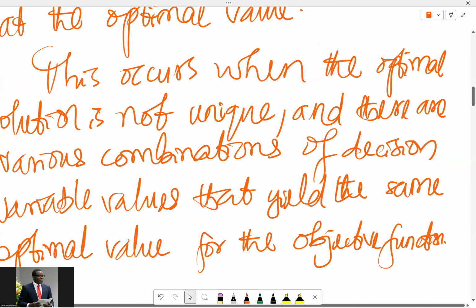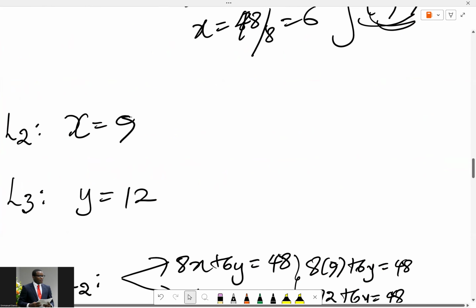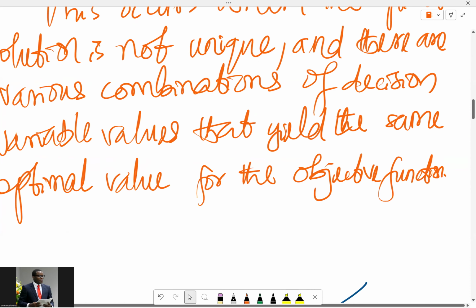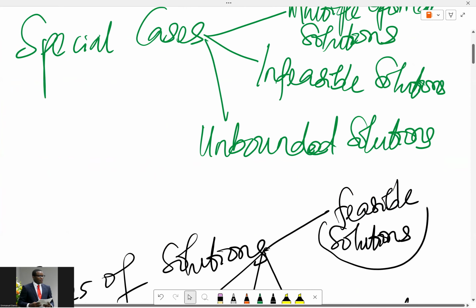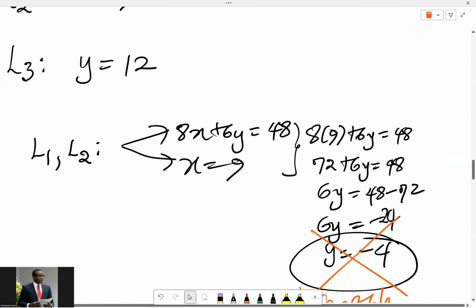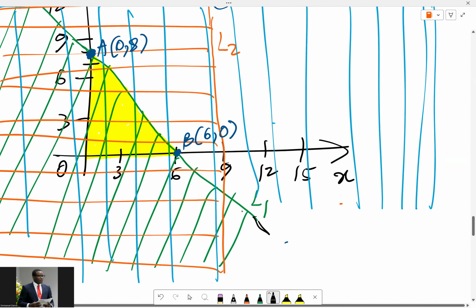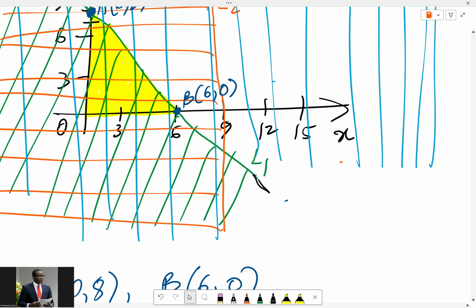Now you see this line 8x plus 6y. Where did I draw the line? Yeah, this is line 8x plus 6y, this L1 now. If you try to plot the optimal solution, it will be parallel to this line, okay? And that is what this is about.